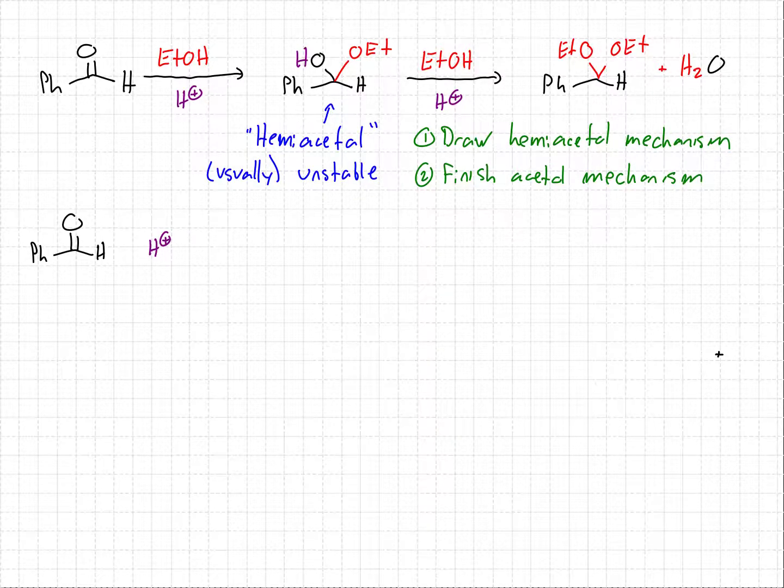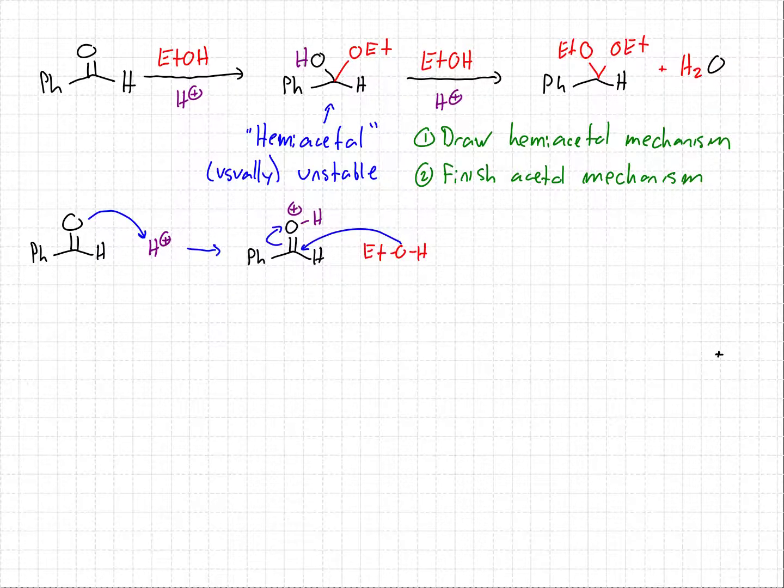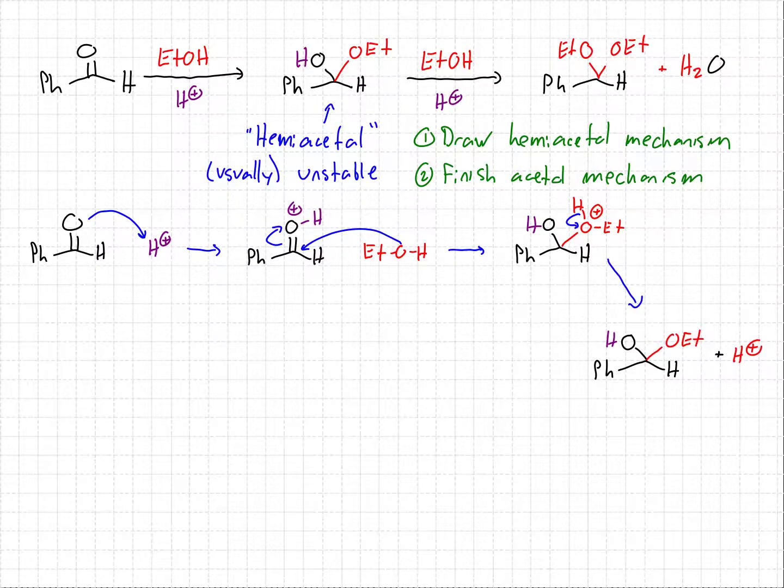All right, so hopefully we've predicted that the first step of this has to be protonation of the carbonyl group to create an oxonium ion, which is a much better electrophile and much better leaving group. Ethanol, a weak nucleophile, can now add to the carbonyl carbon to generate an oxonium ion, which will lose a proton to generate the hemiacetal and regenerate our acid catalyst. This part of the mechanism is directly analogous to the formation of a hydrate.